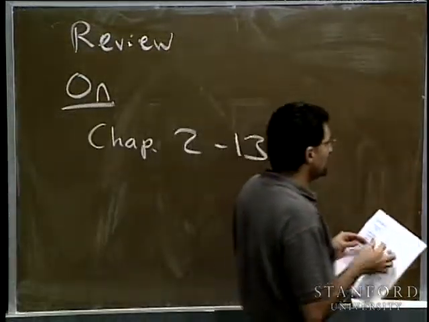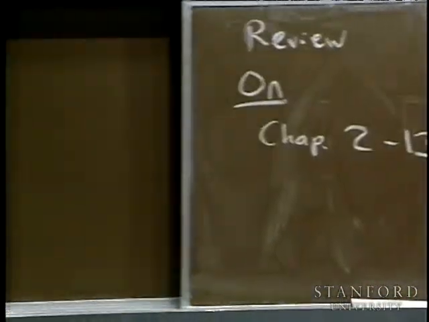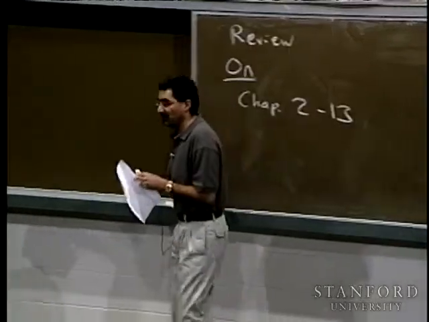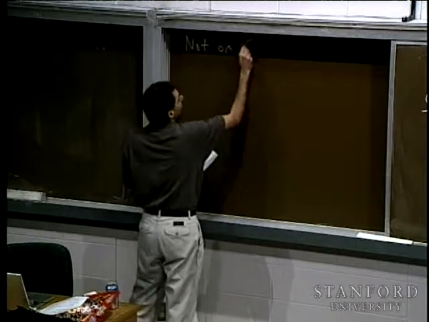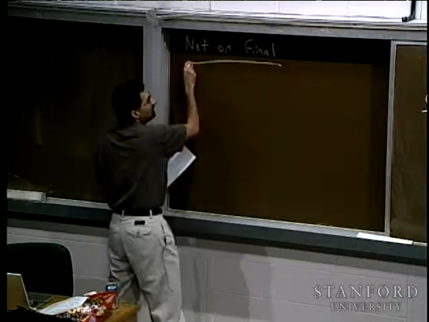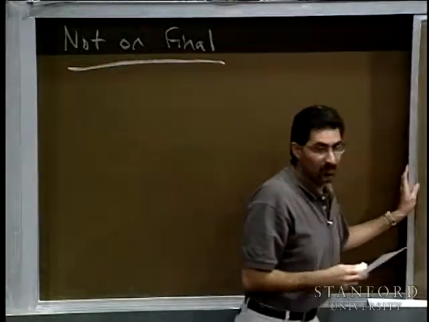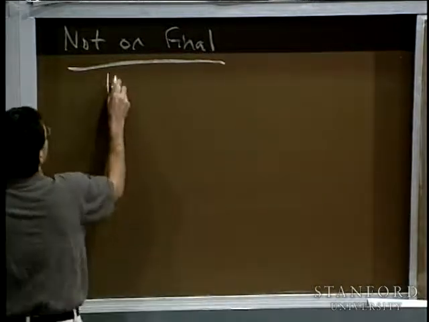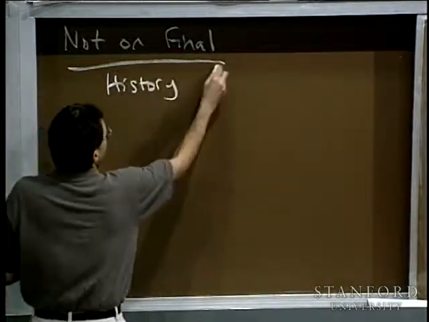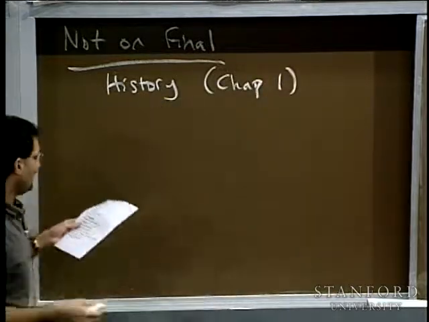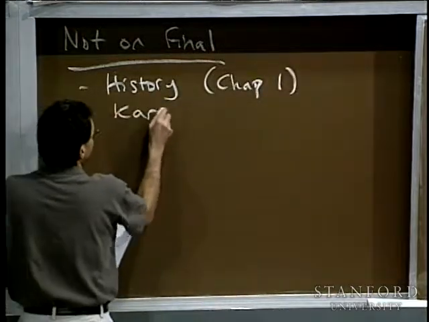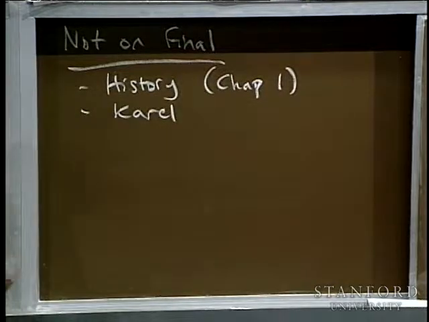Now, 2 through 13 covers a bunch of stuff. So in relation to that, let me start off by telling you what's not on the final, so you get a sense of what are some of the things you don't have to spend your time on. And then I'll spend some time emphasizing some of the things that you do want to worry about studying. Okay? So history, the chapter 1 stuff, as I just mentioned, not on the final. Okay? Carol the robot, not on the final. He's fun, but we're done with Carol at this point.